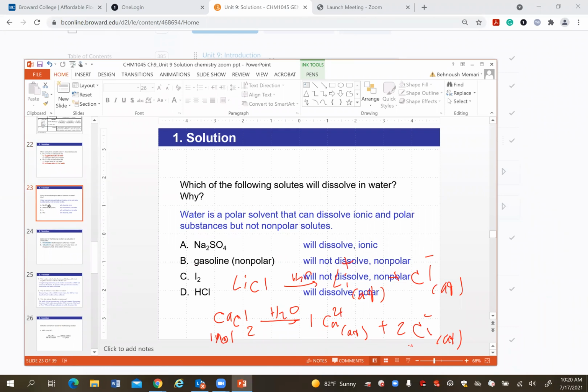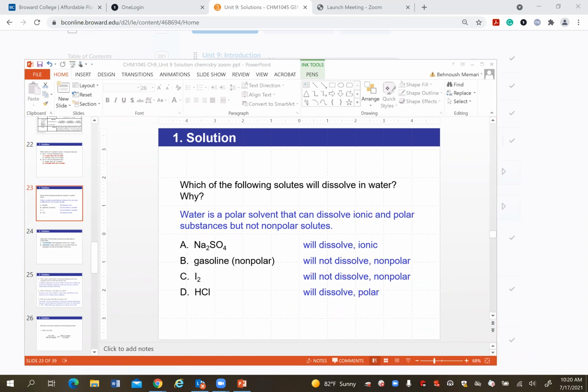Okay, some examples. We covered the theory already. These are some of the examples. Which of the following solids would dissolve in water? Would gasoline dissolve in water? Or why doesn't gasoline dissolve in water? It is based on the polarity, right? Like dissolves in like. Yes.